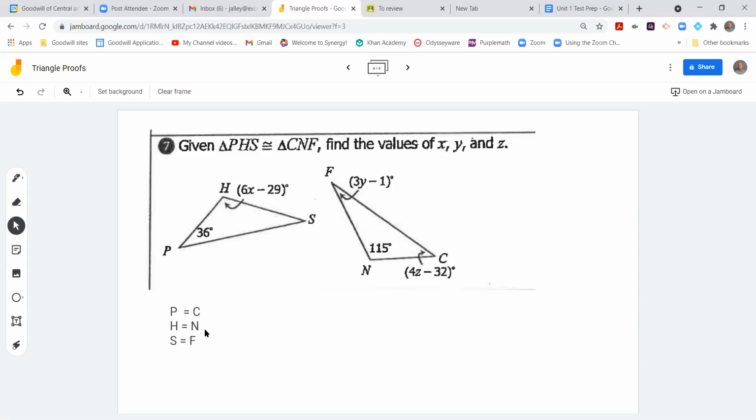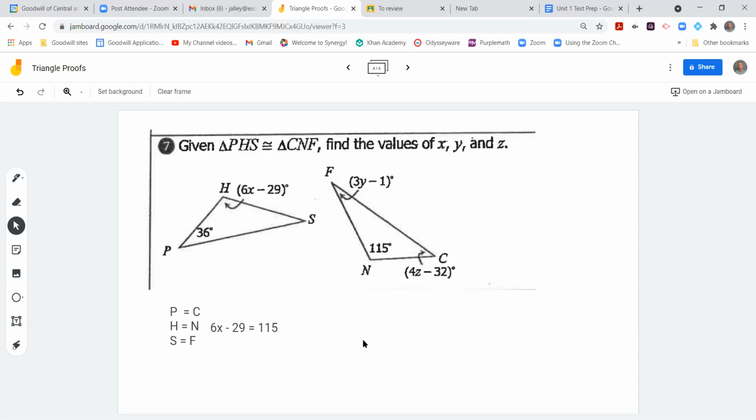My list right here says H equals N. So that's all you need to know. So to find X, all I got to do is write this equation, 6X minus 29 equals 115, because I'm just reading the congruency statement.